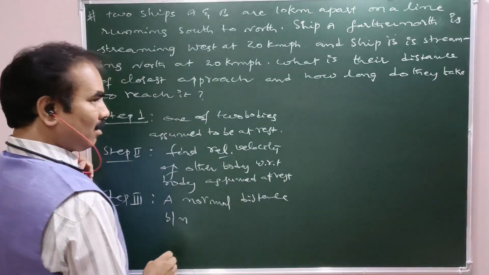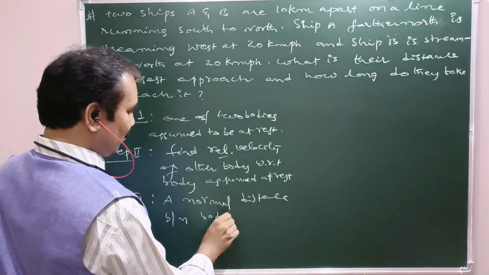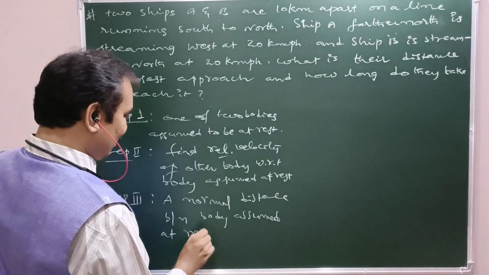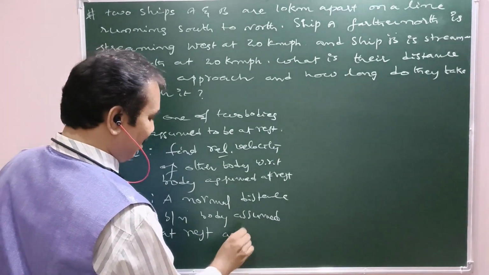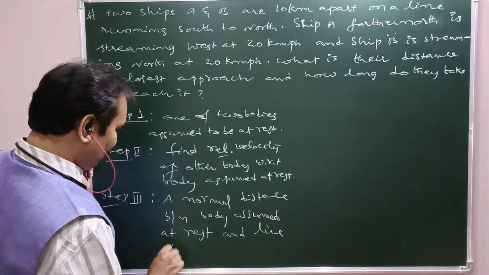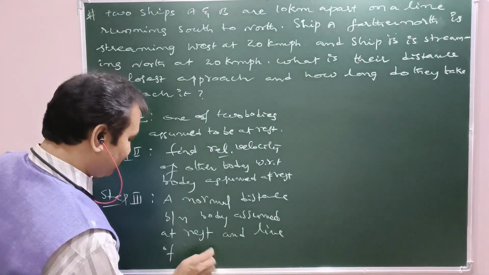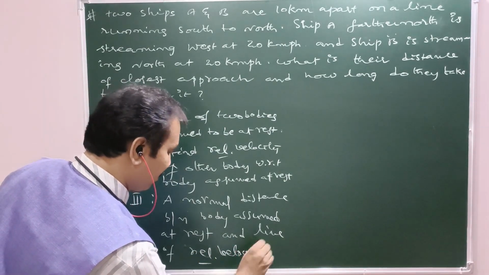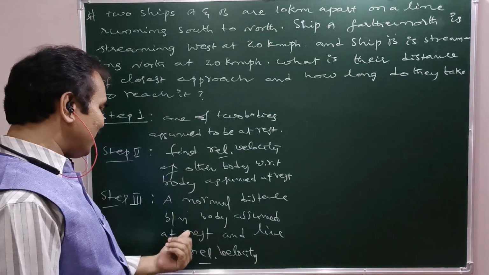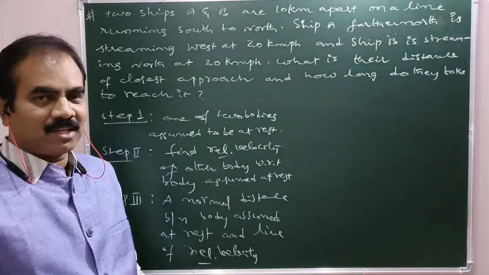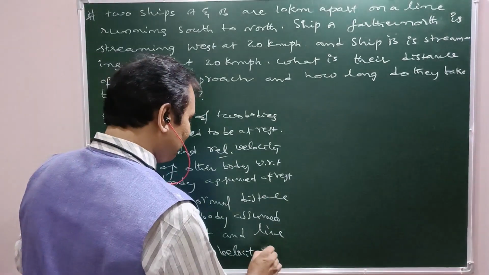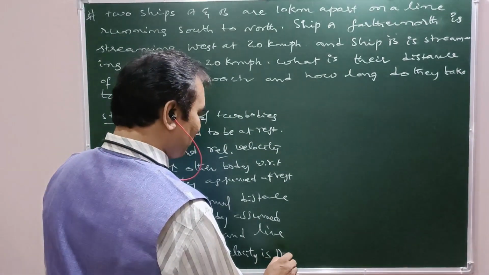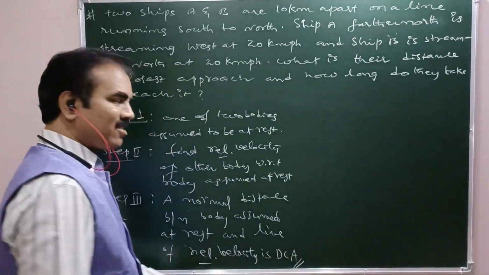So a normal distance between the body assumed at rest and the line of relative velocity. A normal distance between the body assumed at rest and the line of relative velocity is the shortest distance, the distance of closest approach.